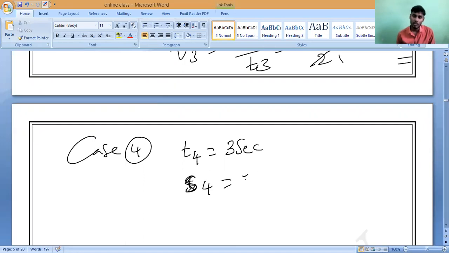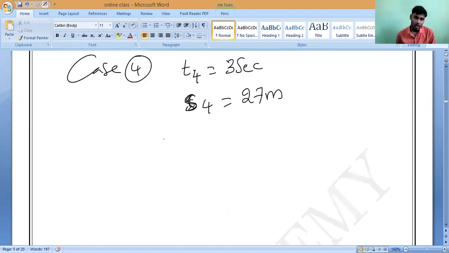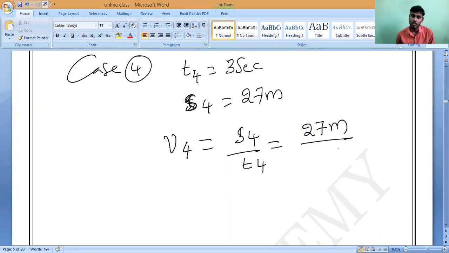27 meters. So now, what is the V4? V4 is equal to S4 divided by T4, which is equal to 27 meters divided by 3 seconds, which is equal to how much? 3 nines are 27, so 9 meter per second.